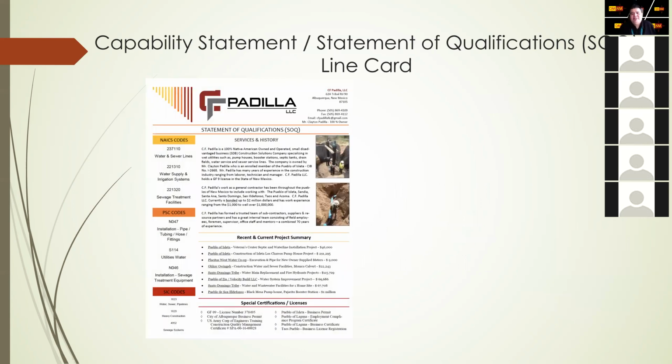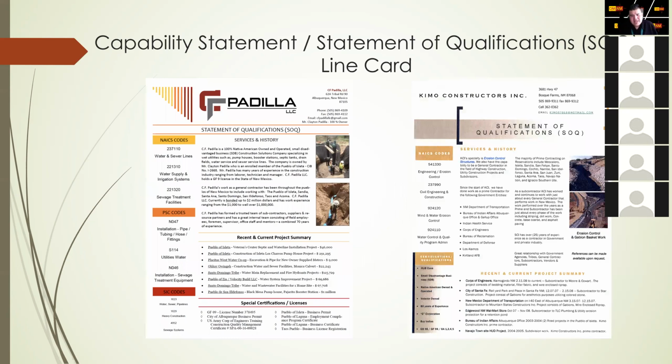So capability statements, statements of qualification, line cards, what are they? As mentioned before, I have been very honored to work with several small businesses, women-owned, service-disabled-owned, and veteran-owned, assisting them with the government SBA 8(a) certification and HUBZone process. To the left, I have a beautiful example of a statement of qualifications provided by CF Padilla, a 100% Native American owned and operated firm based out of Isleta Pueblo, New Mexico.